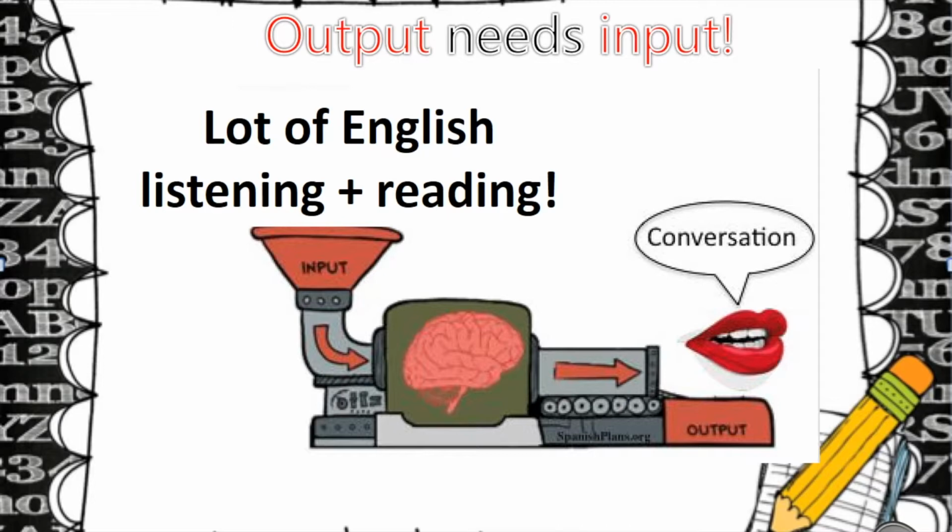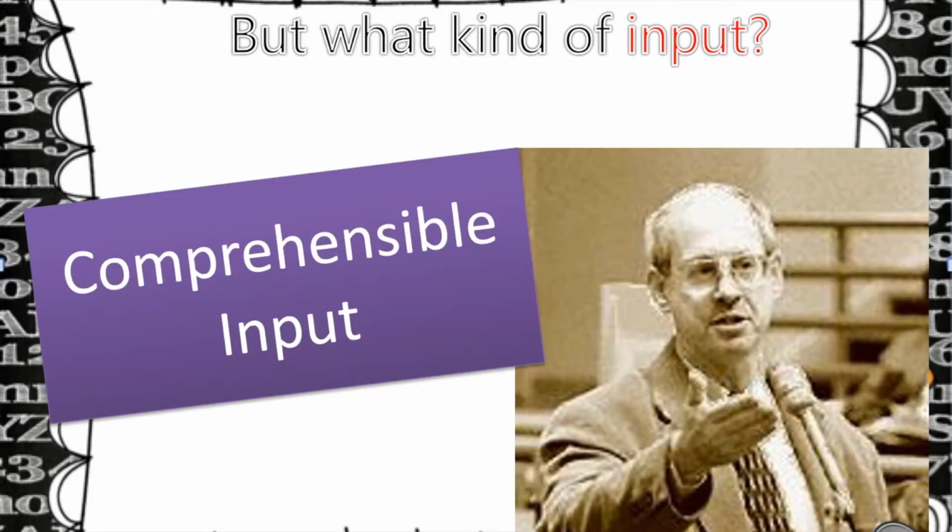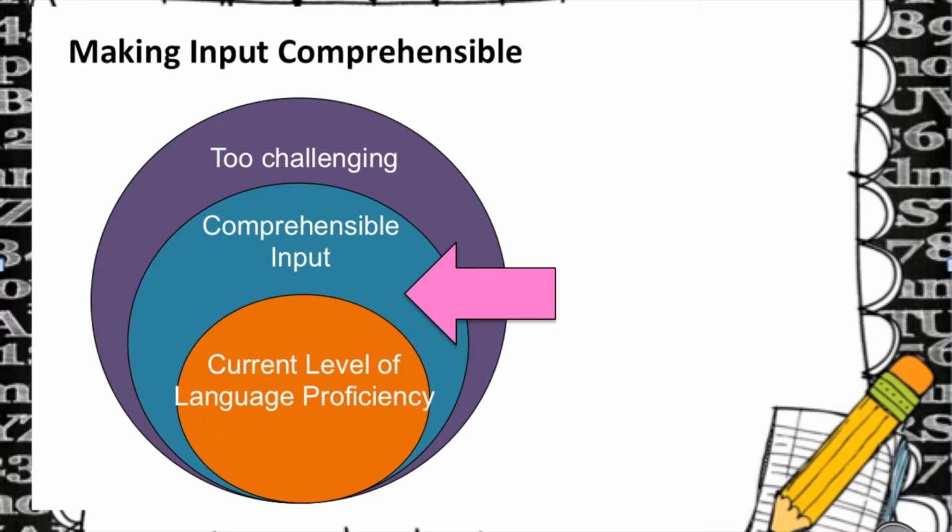And the way that we have to do that is through something called comprehensible input. That's input that the learners can understand. And this is an idea by this man, Stephen Krashen. He is a professor at UC Los Angeles. His idea is that we need to give students some language that is understandable to them.